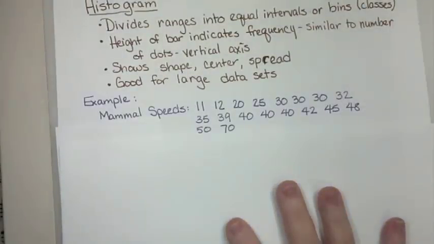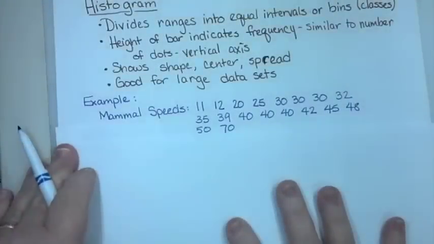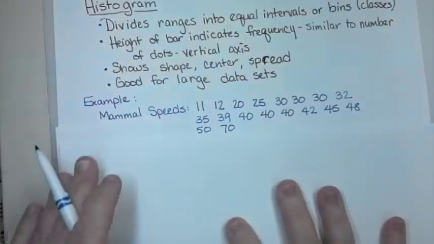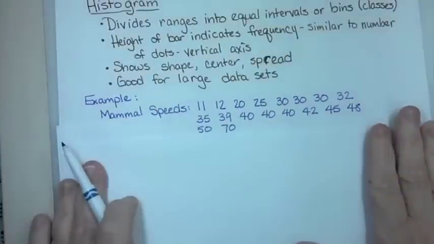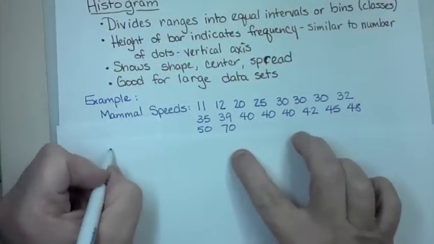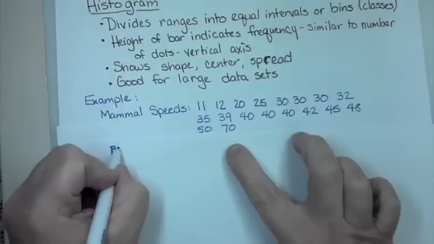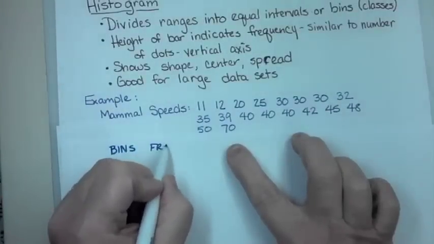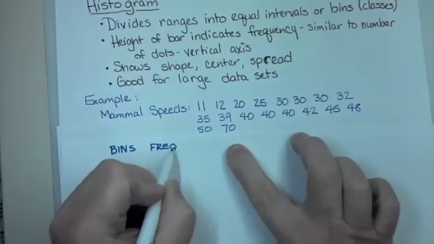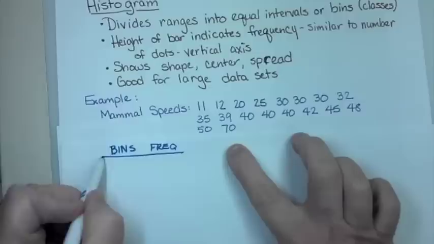So we are going to make a histogram. And I have a data set of mammal speeds. And the thing about a histogram or a bar chart is that I really can't see how big my bars are going to be until I make a frequency chart. So I have to organize my data first. And I'm going to have my bins and my frequencies. Now, I have to come up with the width of my bins.